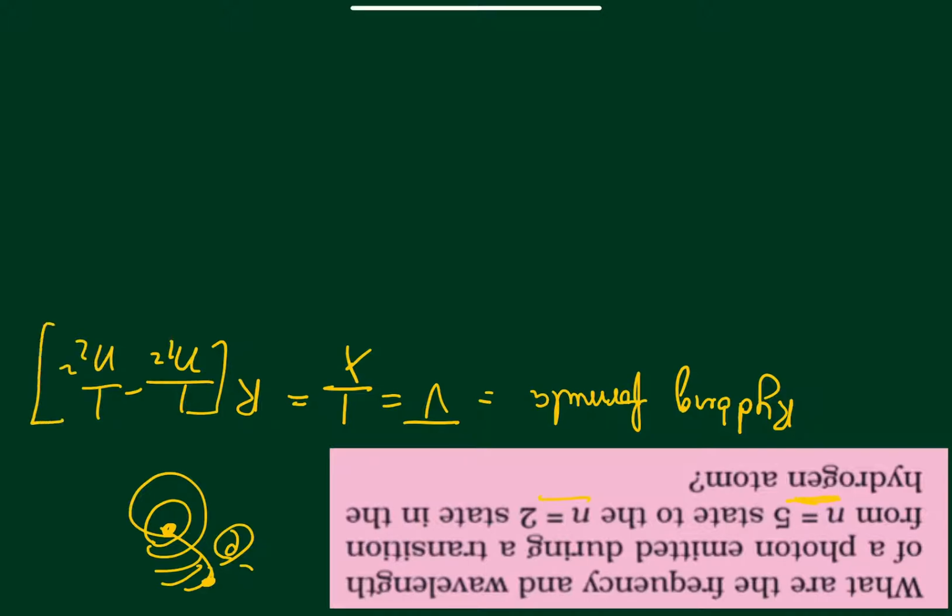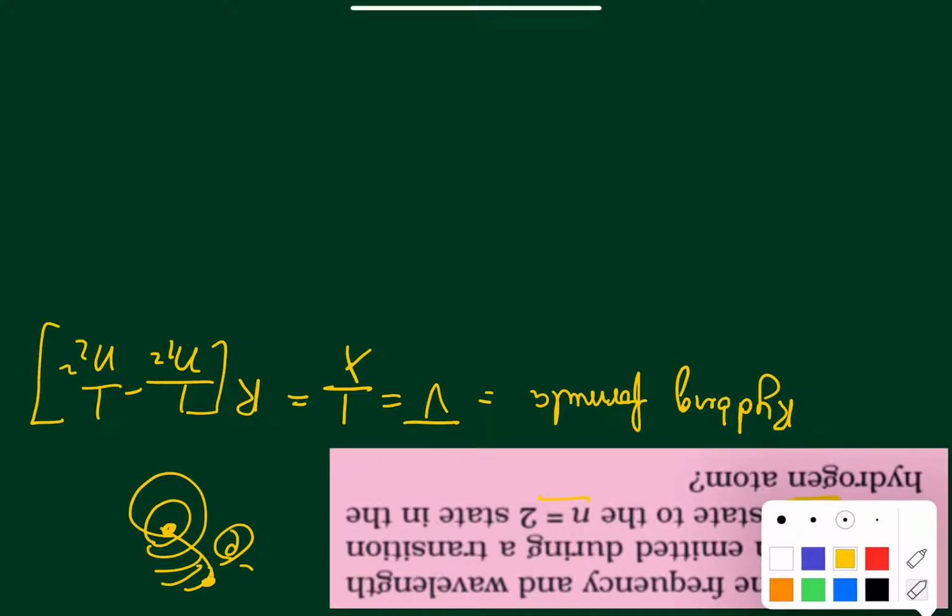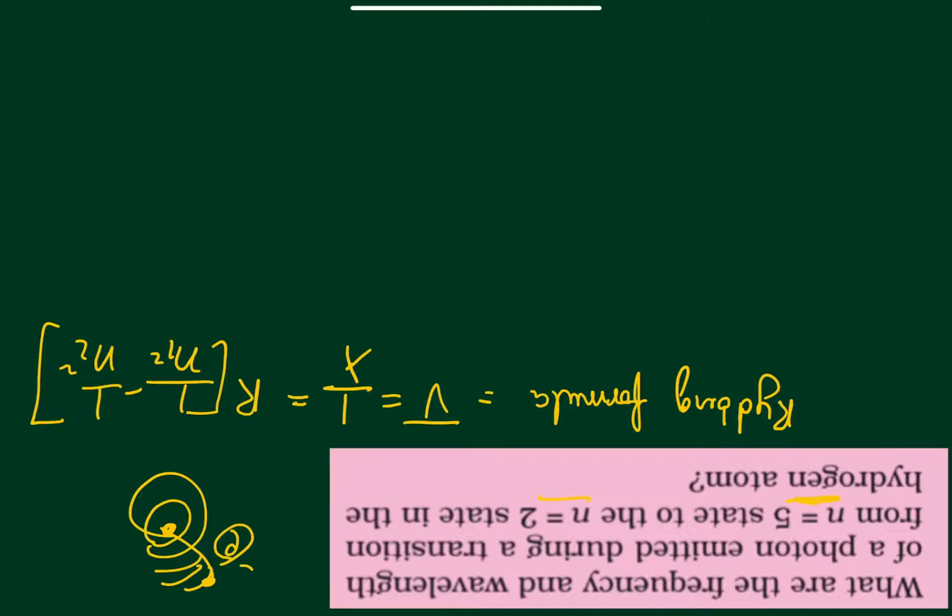Rydberg formula, which states that V dash, which is your wave number, means 1 upon wavelength, is equal to R, that is your Rydberg constant, times 1 upon N1 square minus 1 upon N2 square. N1 and N2 are your transitions. Okay, this is your Rydberg formula, you have done it in the theory.